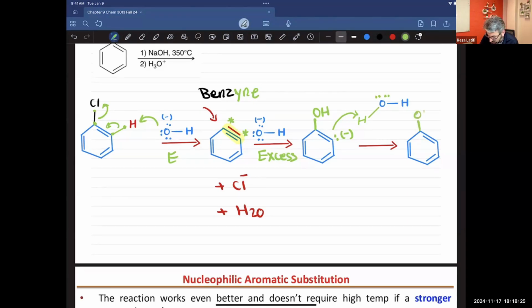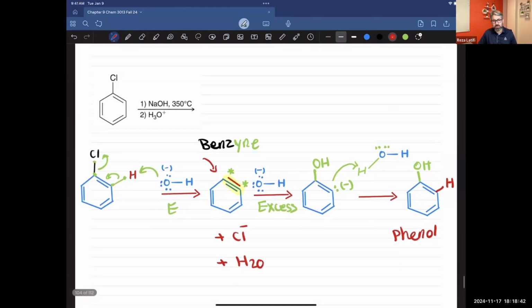So here we have OH, and now took an H from acidic solvent, and that gave us a phenol molecule. And this is the way we generate the phenol molecule. So in order to have nucleophilic substitution, when there is no electron withdrawing group, we need to have a halide, a good leaving group, and also we have to use high temperature. Okay, temperature is 350.